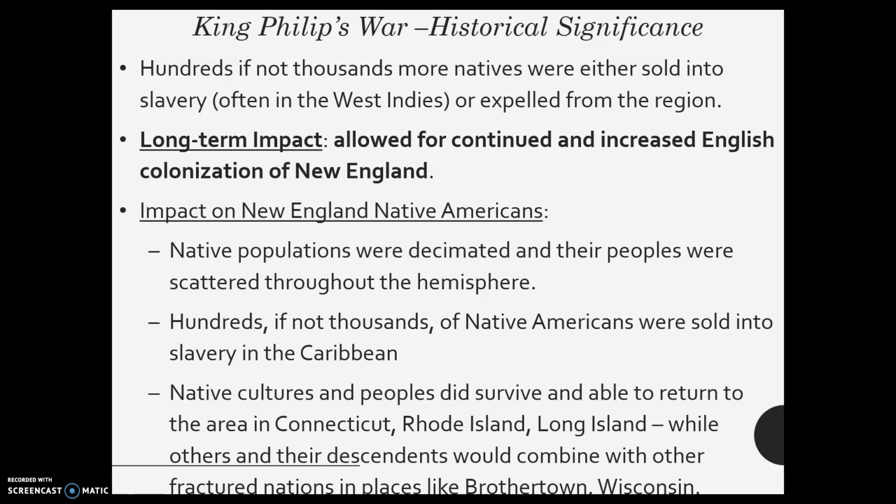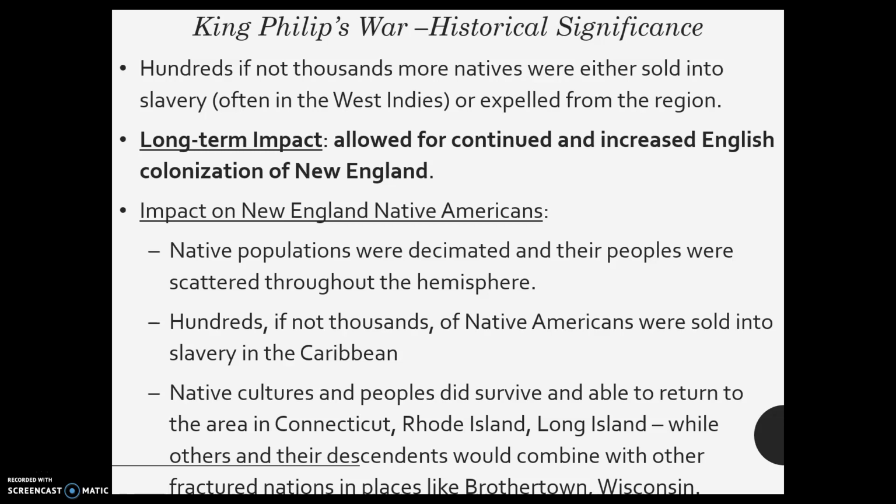Only some of these tribes, part of the problem is for tribes in America to be recognized by the government, the feds have to recognize them. The problem is you need documentation. Now, the problem with these tribes is they were mostly decimated. So it's really hard to get that documentation. So they ended up combining with others in Brothertown, Wisconsin.